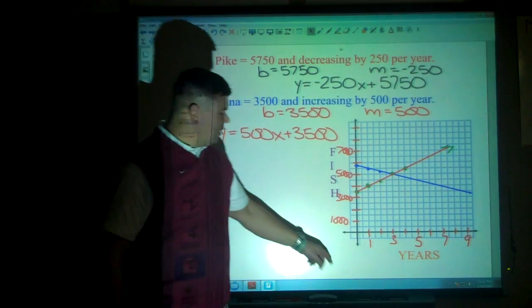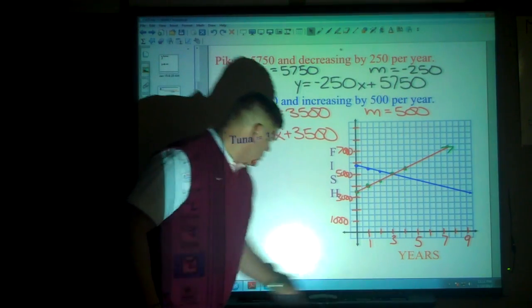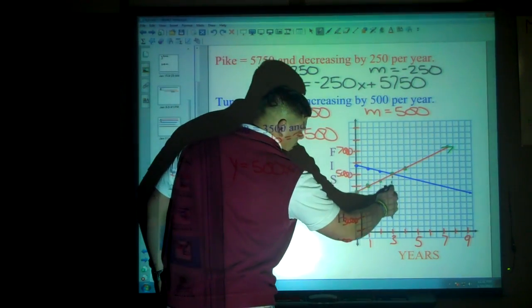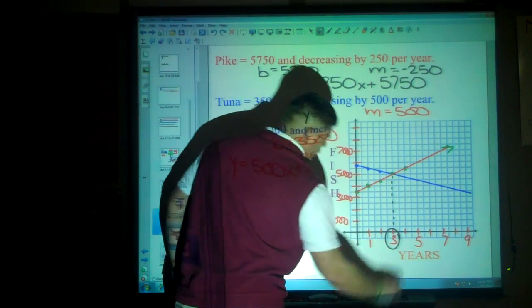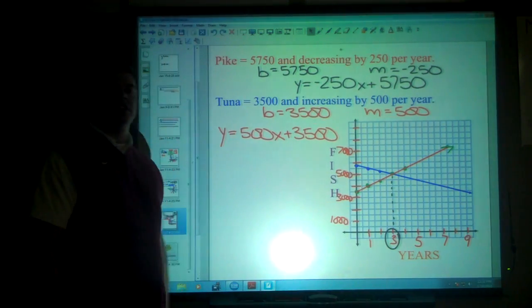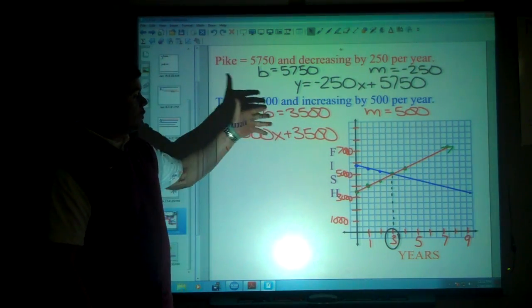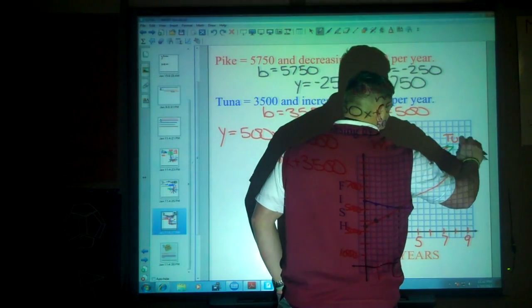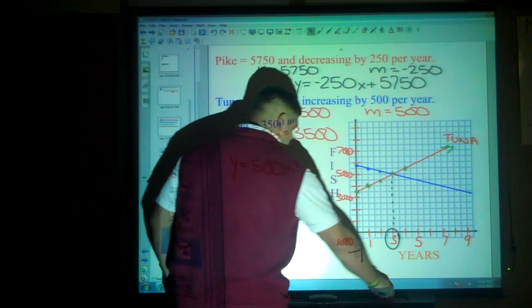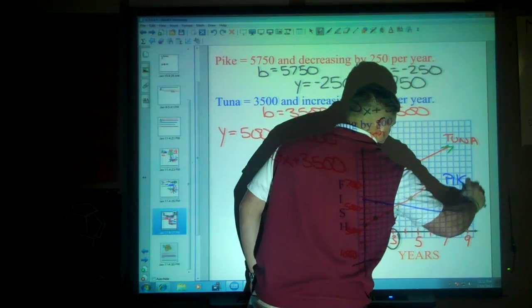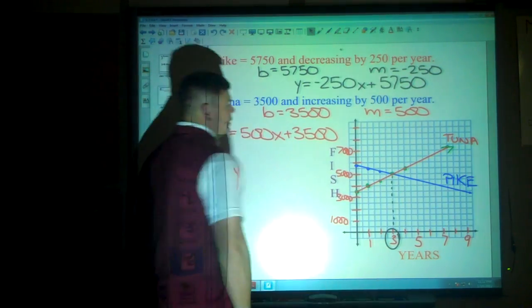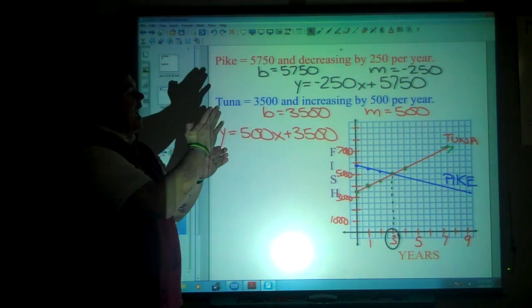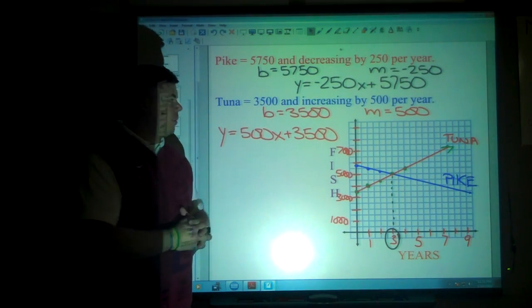And it's easy to tell that in 3 years, if I just come down here, in 3 years there will be exactly the same amount of fish. After 3 years, there's actually going to be more tuna, because this is tuna and this is the pike. So tuna's on the rise, and it's going to pass where the pike is.